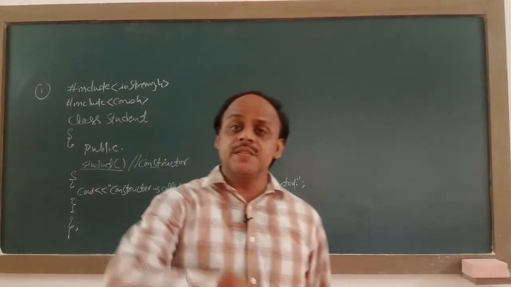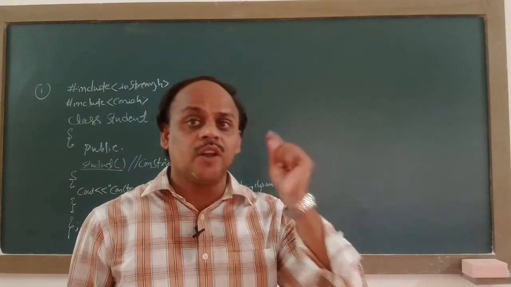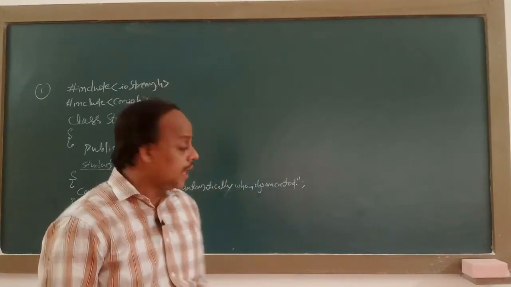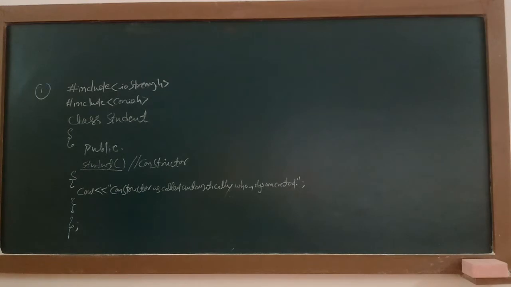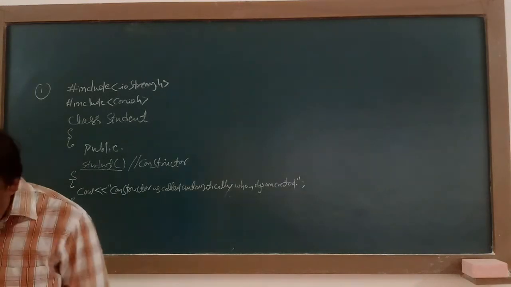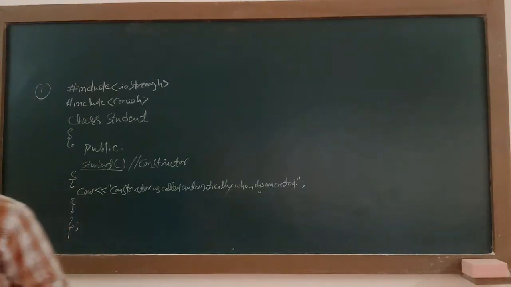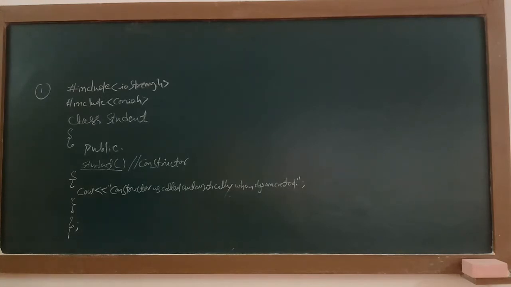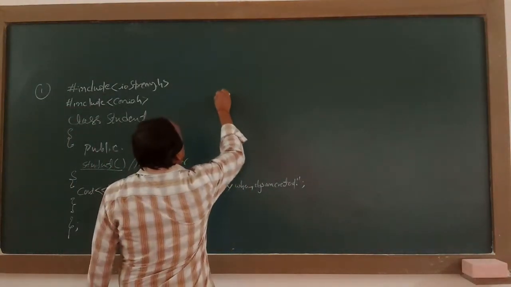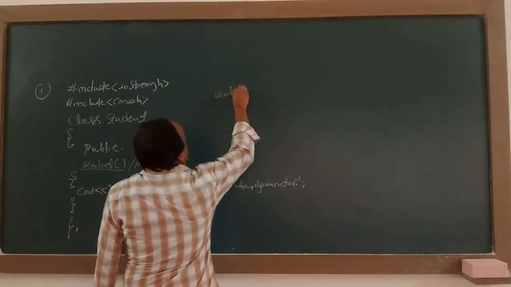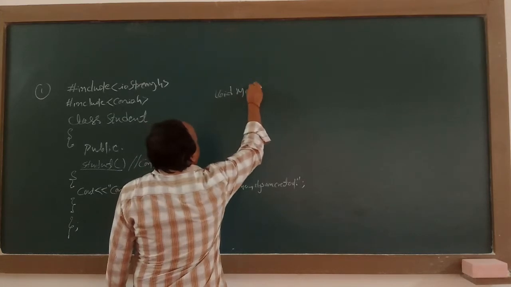In the previous program we created just one object, right? Now I am going to declare more than one. Last class I declared one object, now I am going to declare objects. Then let us see what happens. So write a main program, void main.